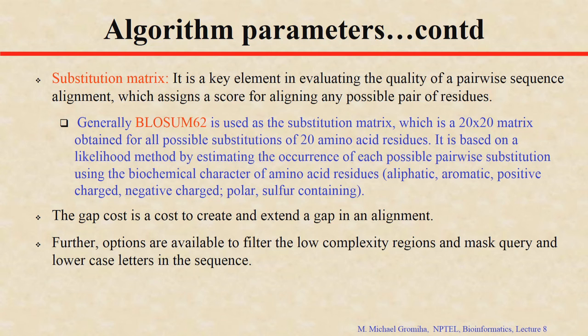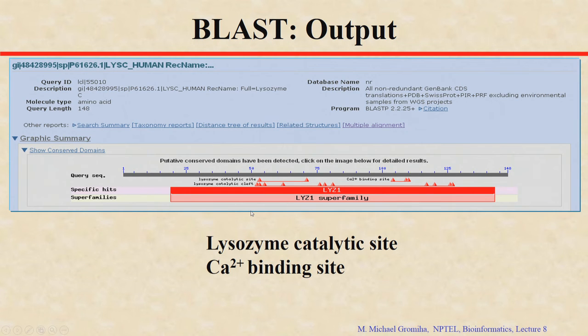Then gap cost is the cost to create and extend a gap in the alignment, because if we introduce a gap we need to penalize it, since insertions and deletions are not common compared to mutations. So, we need to give a penalty for the gaps. Now, this is the output.